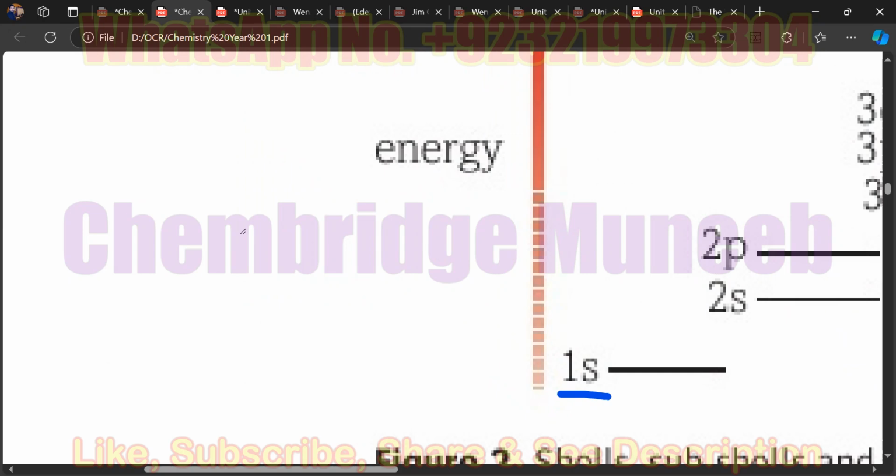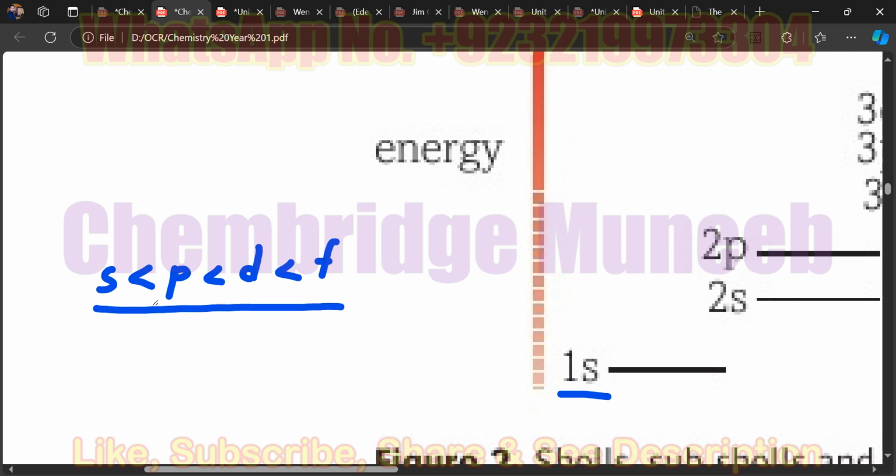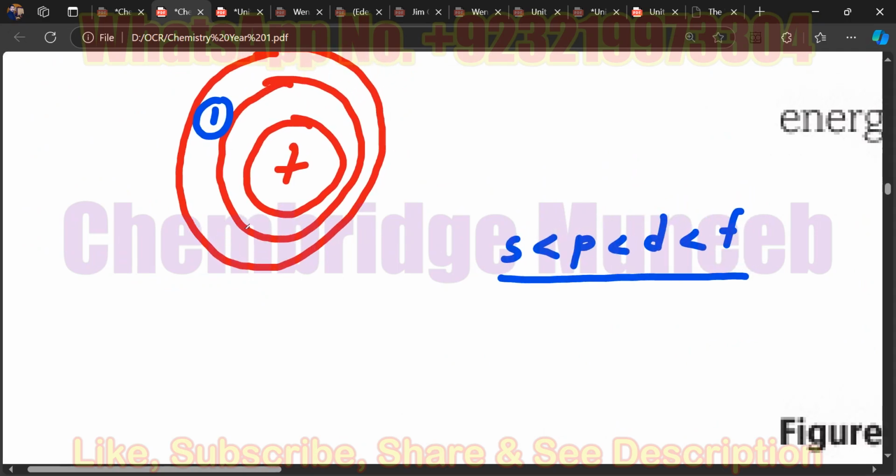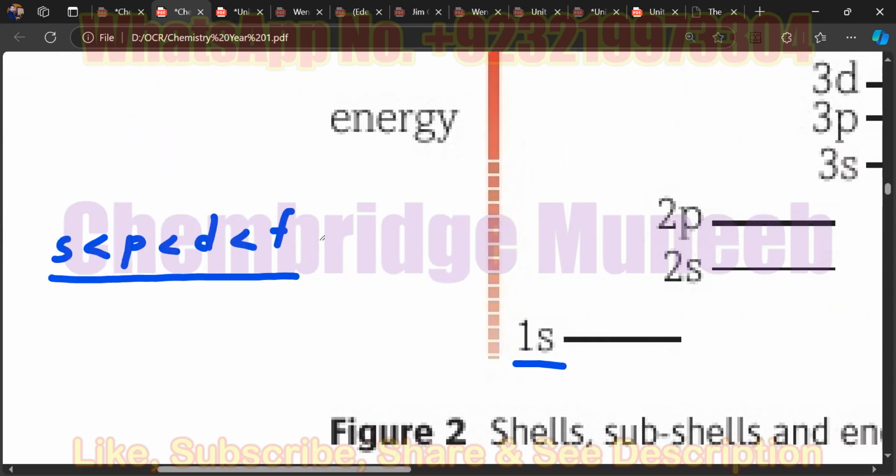I don't know if they have mentioned the energy order of the subshells or not. Do you know the energy order of the subshells? s has the least energy, p has more than s, d has more than p and s, and f has the highest energy. That's the trend according to the subshells. So the shells have their different energy order, and the subshells have their different energy orders.